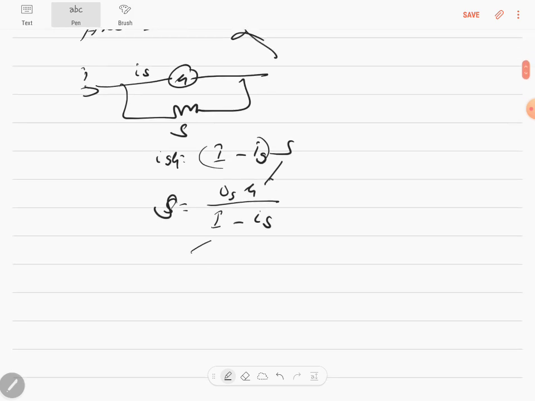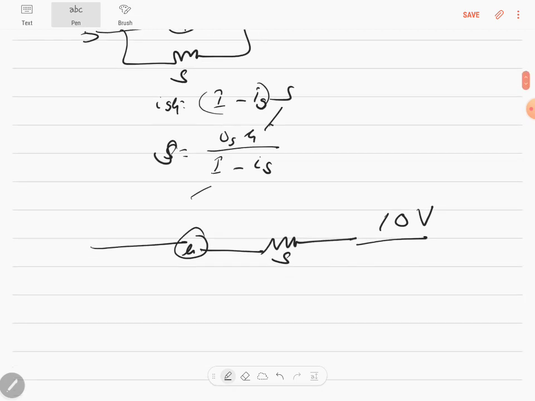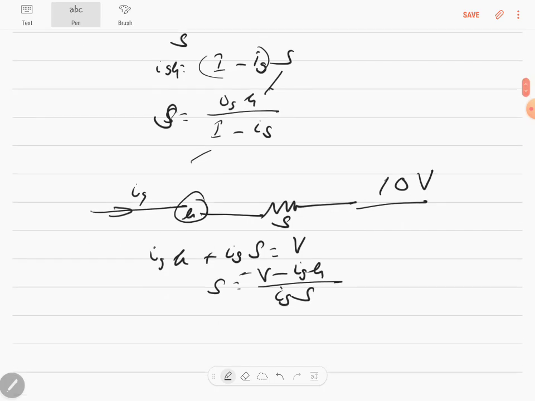I'm going to the next sum. Similarly, they've asked you to convert that galvanometer into a voltmeter which is capable of measuring 10 volts. So if you convert into a voltmeter, you have to connect a series resistance where it's Ig into G plus Ig into S is equal to V. So S itself is V minus Ig into G by Ig, correct? And V is 10 volts.